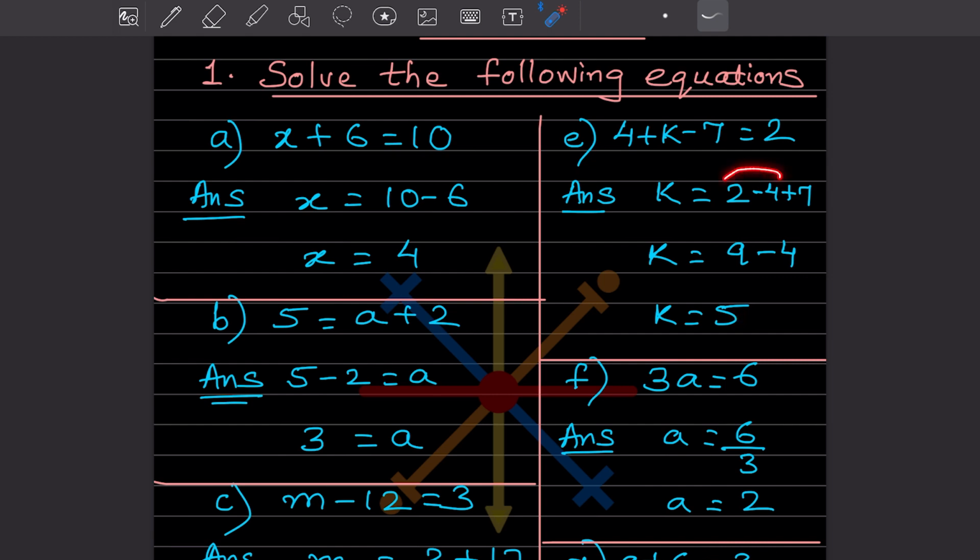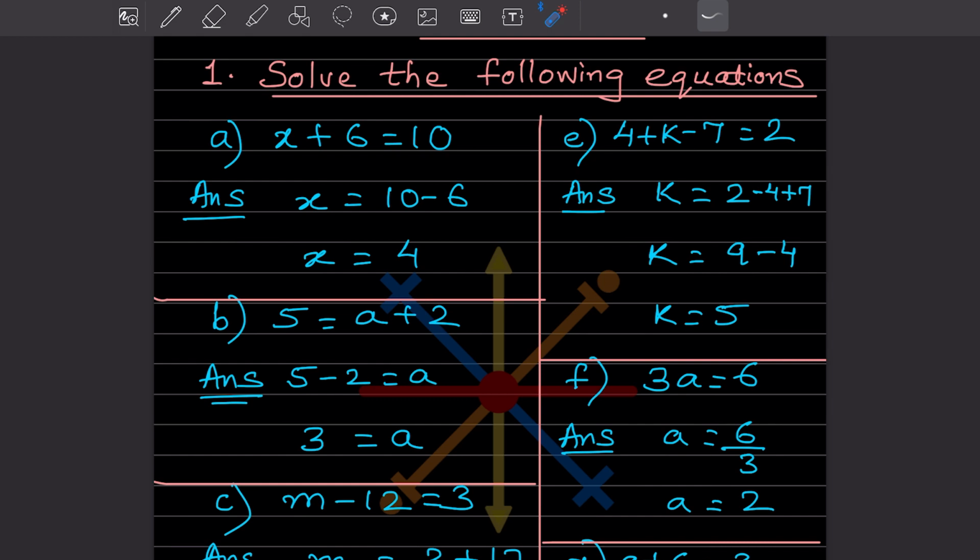Or what you can do, you can take first this one. So minus 4 plus 2, that is going to be minus 2. And then minus 2 and plus 7. Why did I write that plus 7 first? Because that's a bigger number. When you have one positive and one negative sign, you are going to subtract. 7 minus 2 is 5. And you are going to put the bigger number's sign, which is positive. So you can do it both ways.